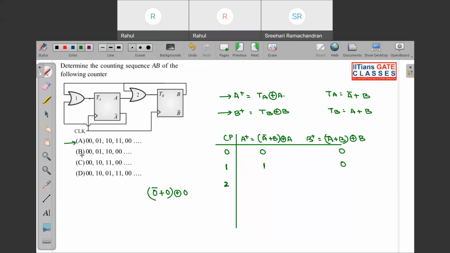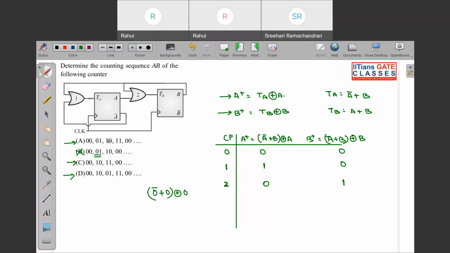So option A has this count, option C, option D. So directly I can eliminate option B because you can see it is 0 1. So we are not getting that. So in the second case, you can see that this is still 0 0. So this will become 0. And over here it is what? A plus B. So that is 1. And B is still 0. So over here this will be 1.